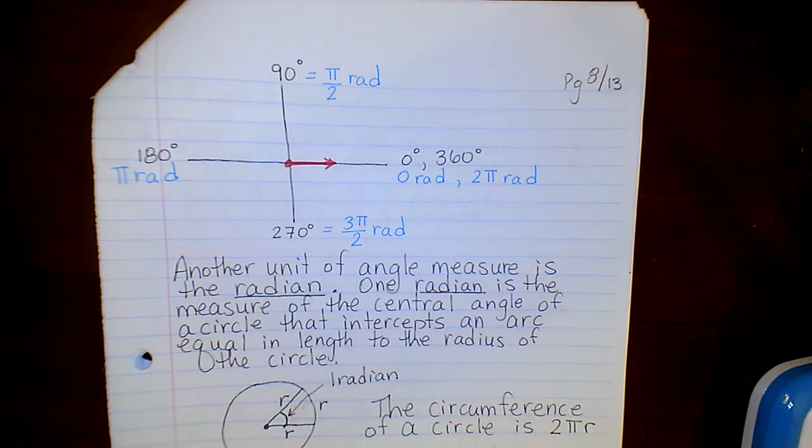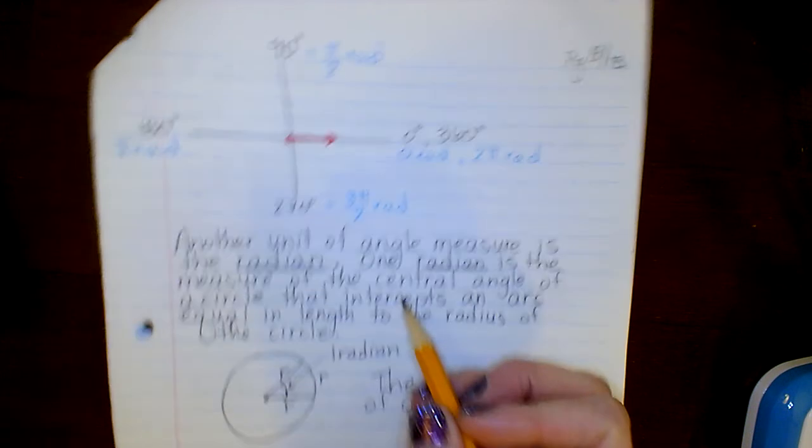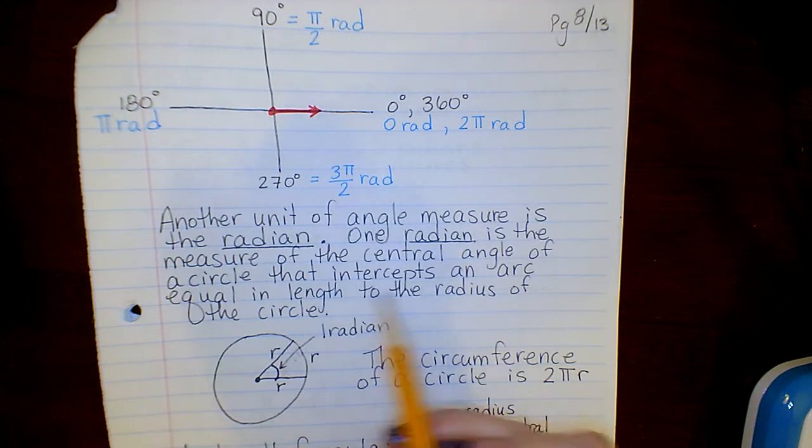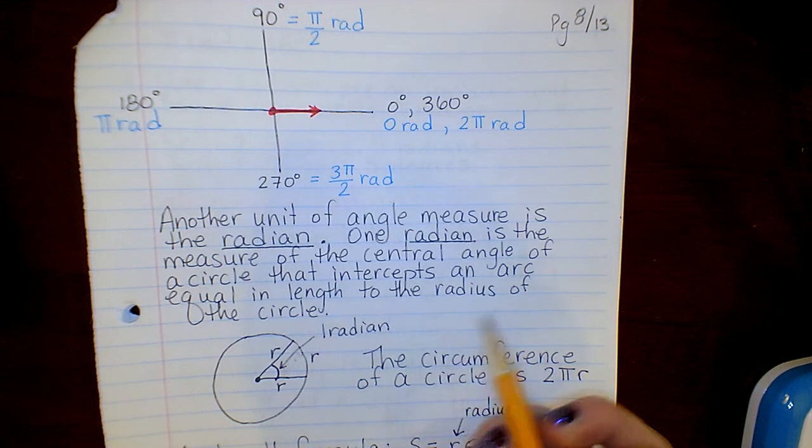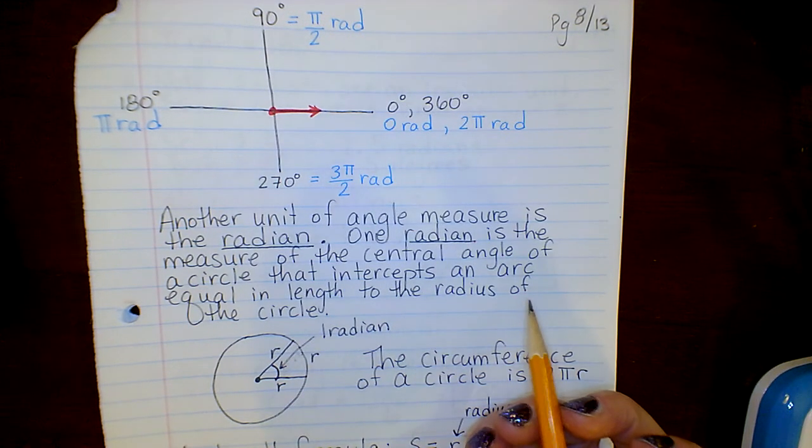Okay, so we've talked about degrees and how to measure angles in degrees. Now we're going to talk about another unit of angle measure called the radian. The radian is defined as the measure of the central angle of a circle that intercepts an arc equal in length to the radius of the circle. That's easier seen than said, okay?